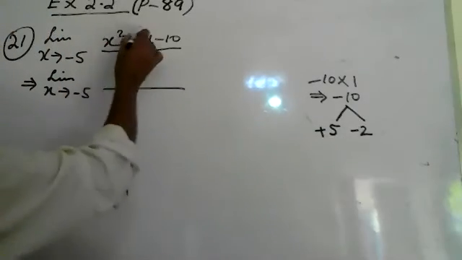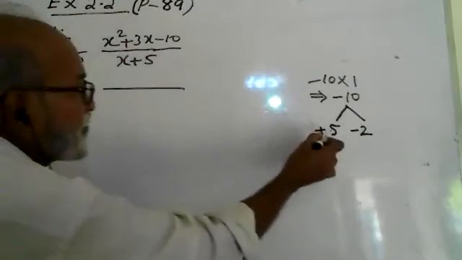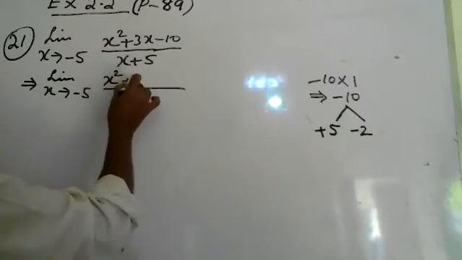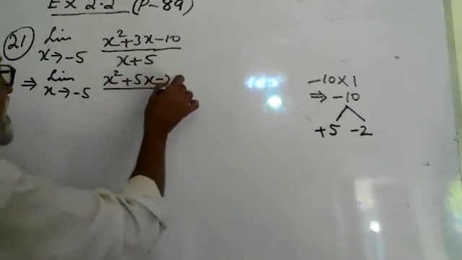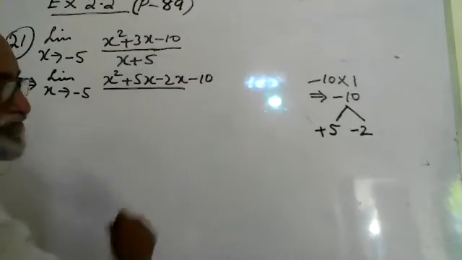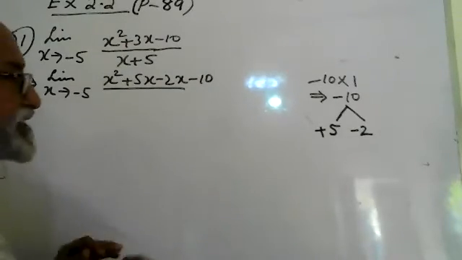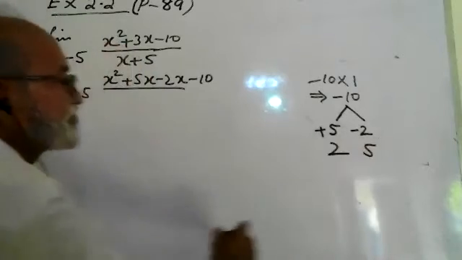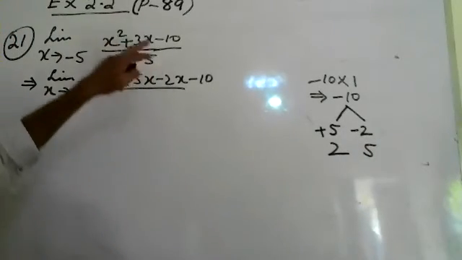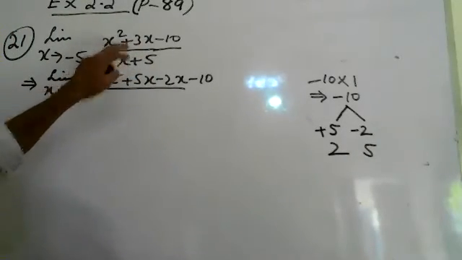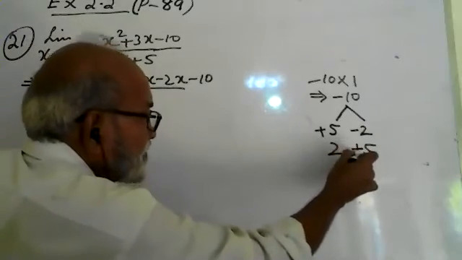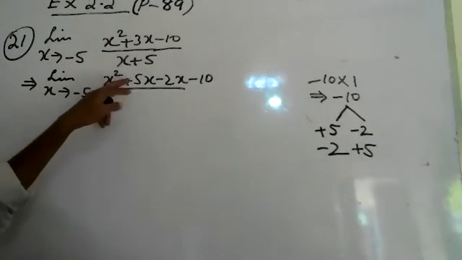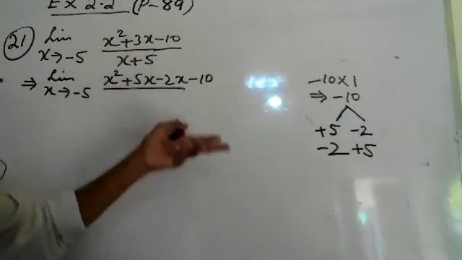So the x squared, the middle term, will be broken into 5x and minus 2x. x squared plus 5x minus 2x minus 10. It is not necessary to write 5 and 2, you may write 2 and 5. The larger number will take the middle sign, and the smaller number will have the opposite sign, minus 2. So you may write x squared minus 2x plus 5x minus 10, no problem.